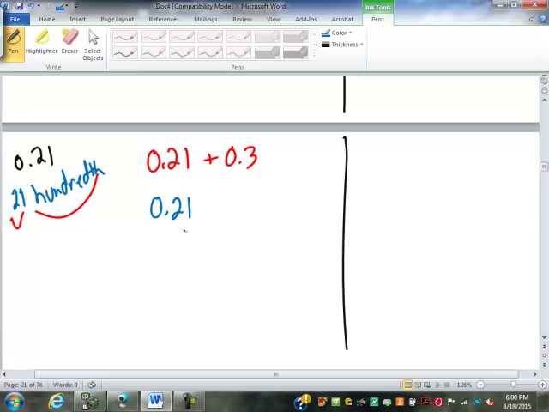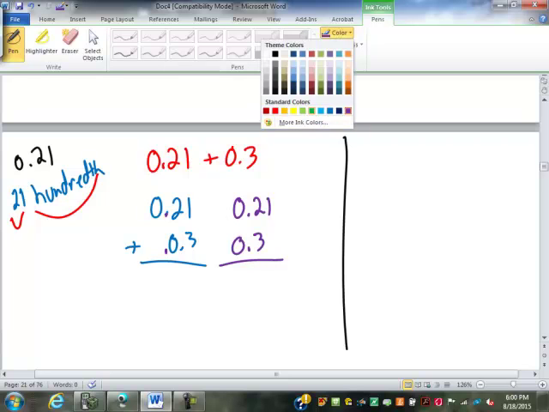.21 plus 0.3, is that going to work? Why not? The difference is, the decimals don't line up. We were always told you have to line up the decimal points. Why? Well, the third grade teacher said so, right?